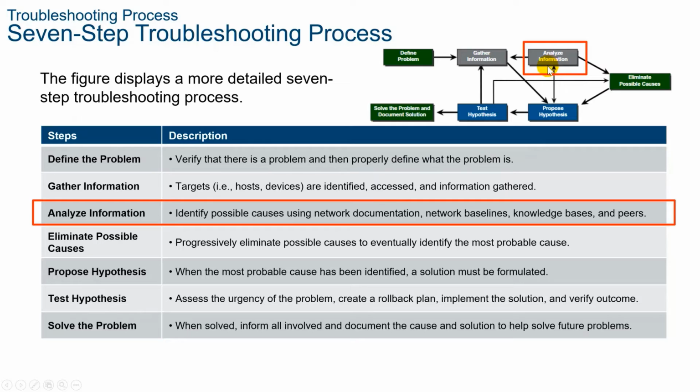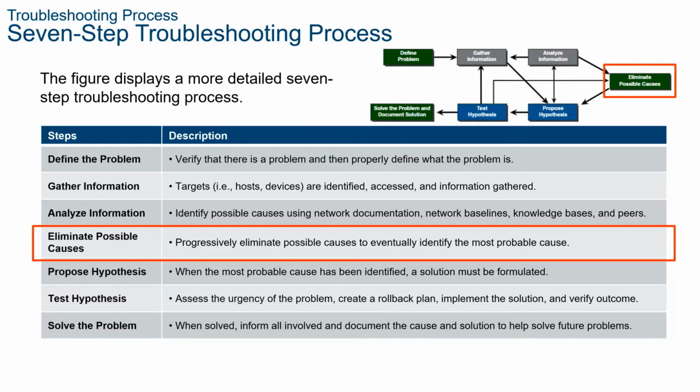The third step is to analyze the information. Possible causes must be identified. The gathered information is interpreted and analyzed using network documentation, network baselines, searching organizational knowledge bases, searching the internet, and talking with other technicians. Next is eliminate possible causes. If multiple causes are identified, then the list must be reduced by progressively eliminating possible causes to eventually identify the most probable cause. Troubleshooting experience is extremely valuable to quickly eliminate causes and identify the most probable cause.